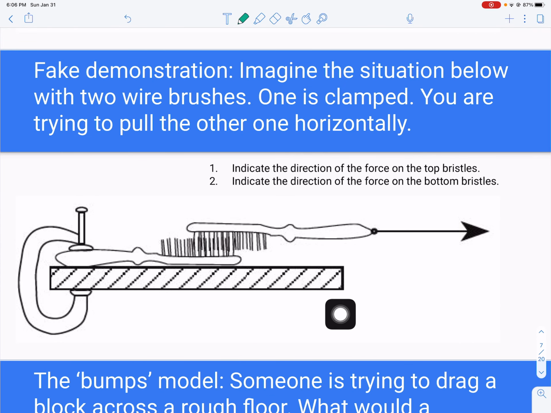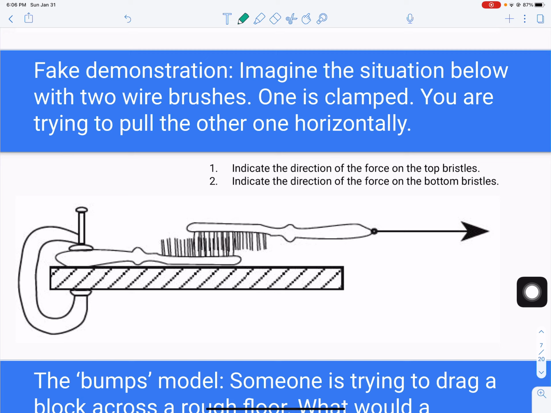Okay, so now that we've thought about the direction that the bristles are going, I want you to indicate the direction of the force on the top bristles, exerted by the bottom bristles. So what direction is the force on the top bristles by the bottom bristles? And then what is the direction of the force on the bottom bristles that's being exerted by the top bristles?